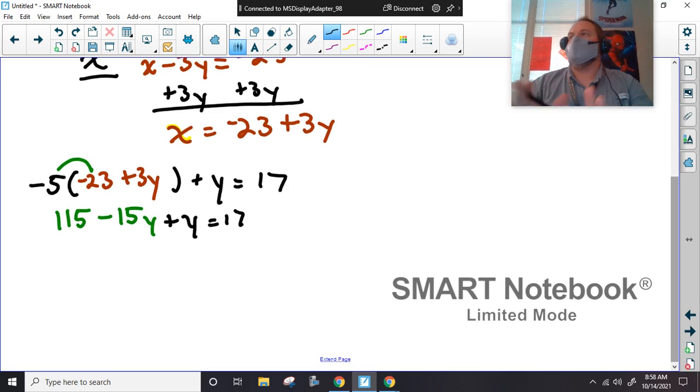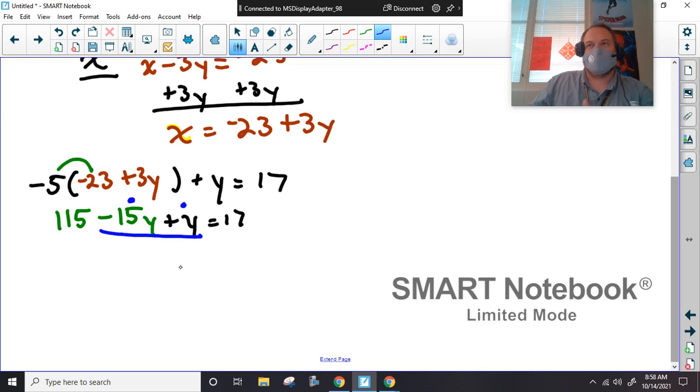So now we've gotten this far. Now, what have we been doing all class after we distributed? What are our like terms? Not just 15y, negative 15y. Because that will mess some people up if you forget that. So this actually becomes negative 14y.